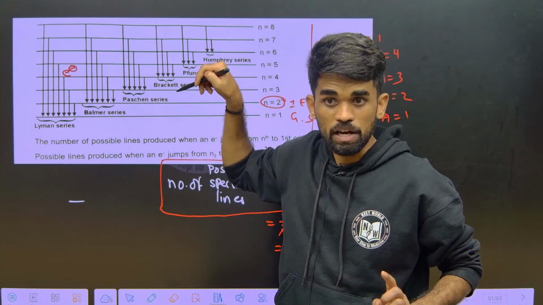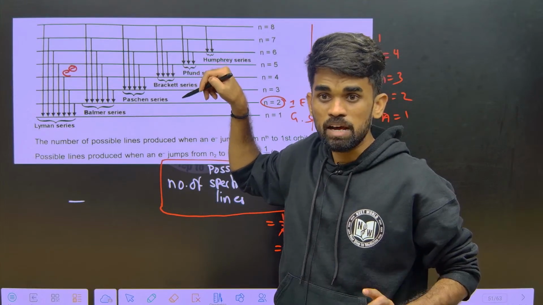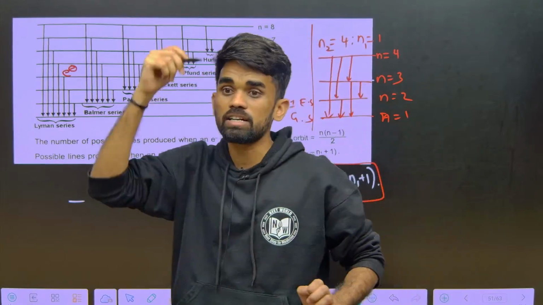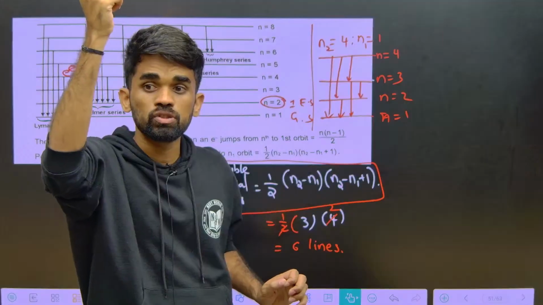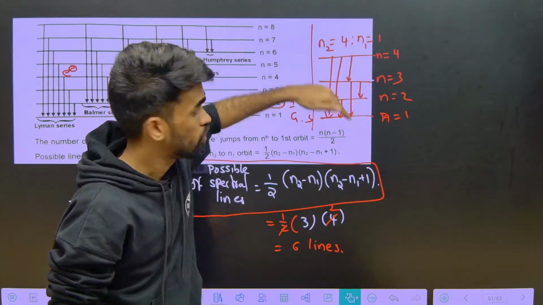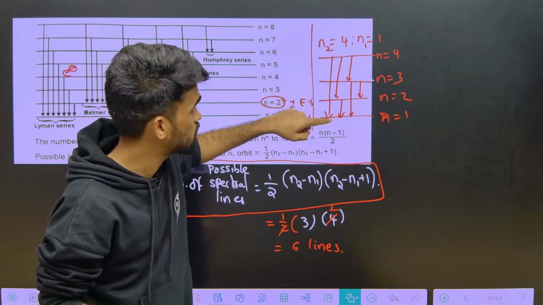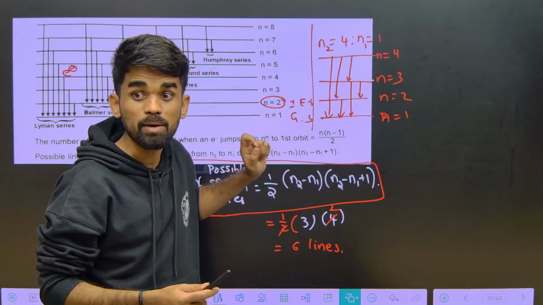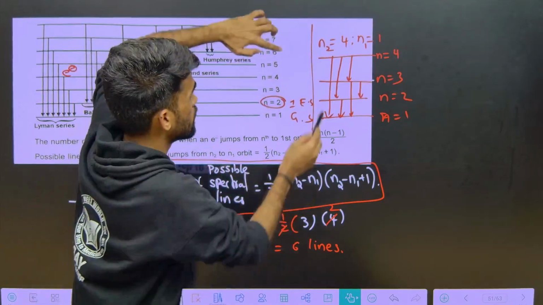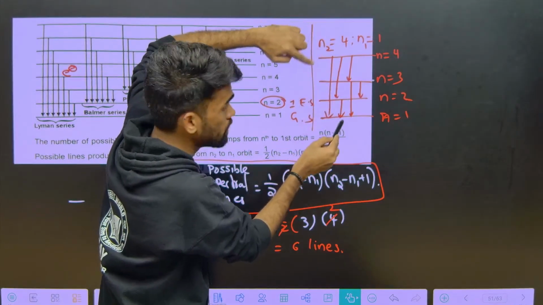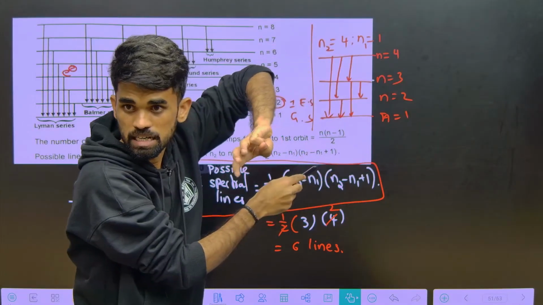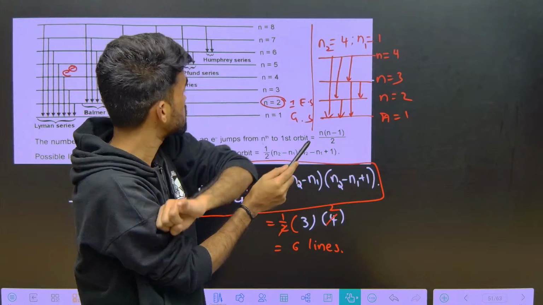Clear? Now I am asking the number of lines falling into the Lyman series when an electron falls from the fourth to the first state, ground level. How many possible lines can we get in the Lyman series? Lyman only, I am particularly asking Lyman. See, 4 to 1, one line, 3 to 1, second line, 2 to 1, third line. Is that clear?